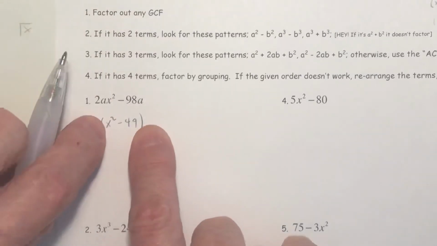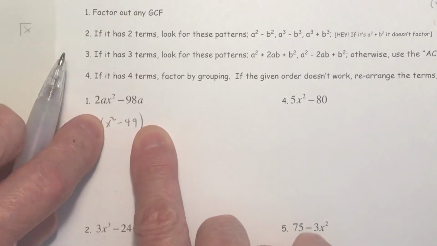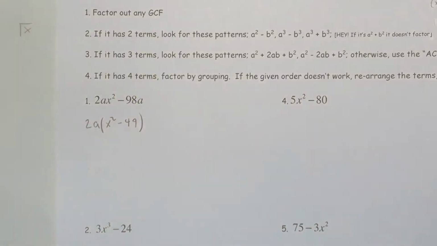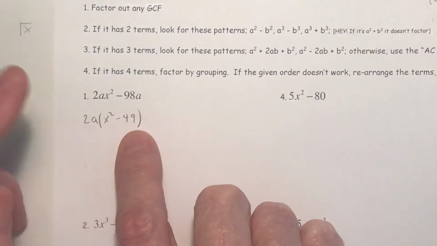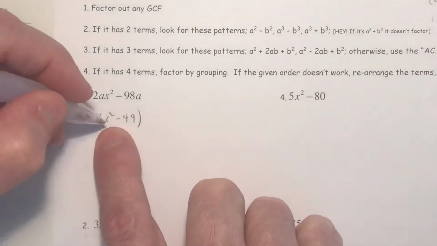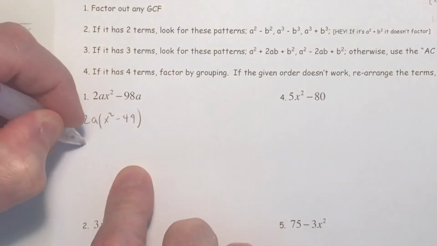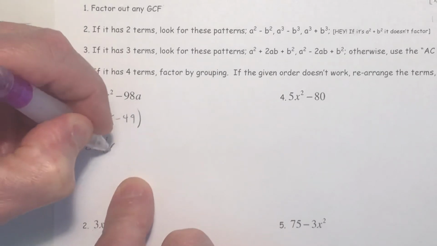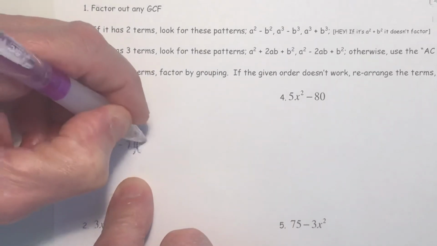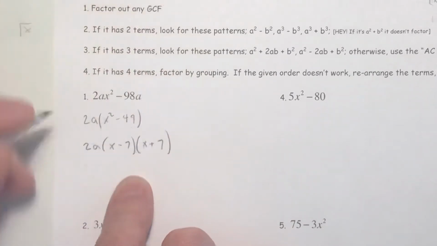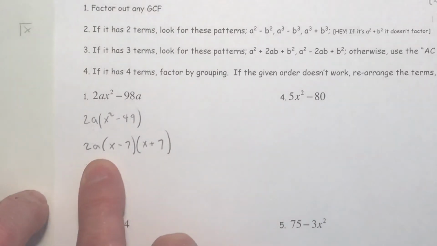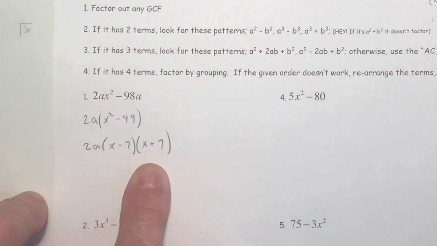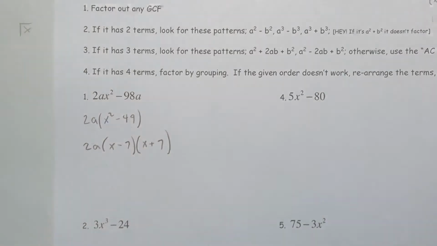And now I see 2 terms in there. I'm inside this world of the parentheses. I see 2 terms, and I also see that it's a square minus a square. That's the square of x. That's the square of 7. So my answer is too many words to say, but there you see it. That times that times that. Okay? And that's number 1.